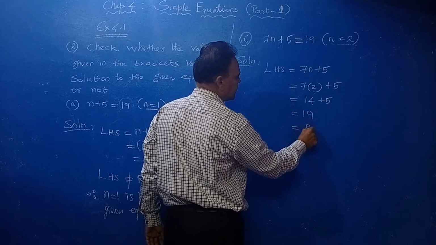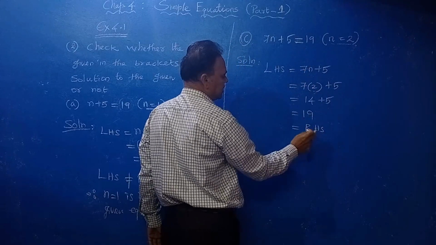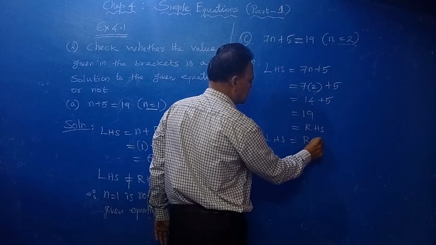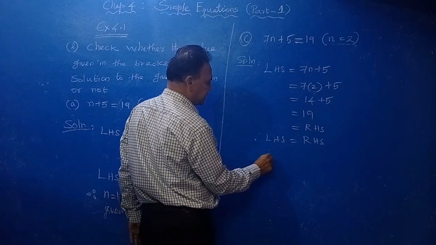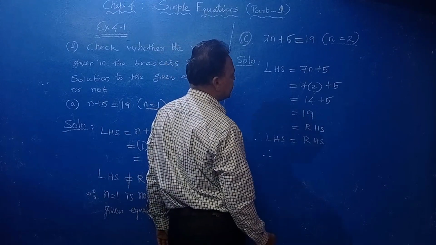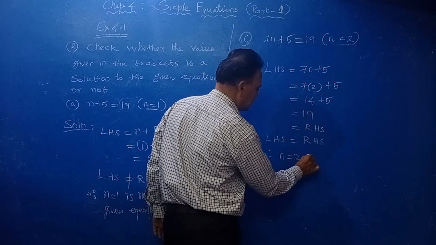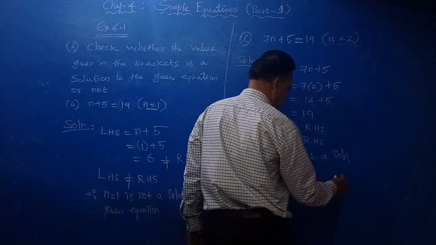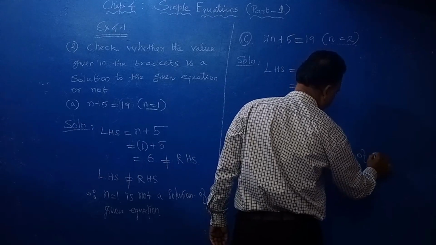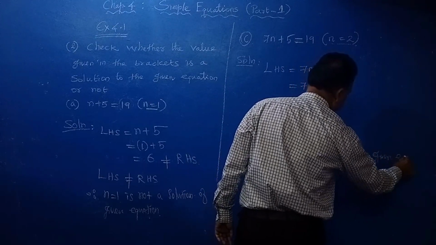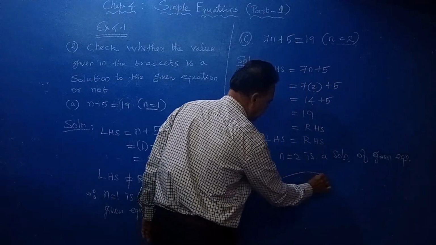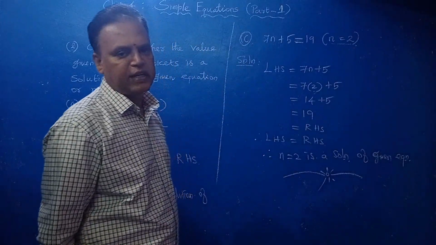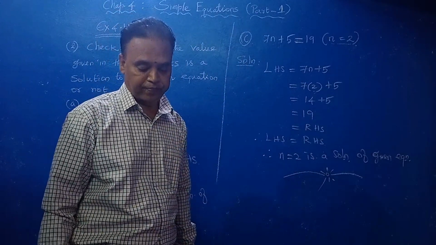So that is equal to the right hand side. You see the right hand side. Therefore LHS equals RHS. It is satisfied. Therefore it is a solution. N equal to 2 is the solution of the given equation. So like this you can easily check whether it is a solution or not. Okay, next problem you see.